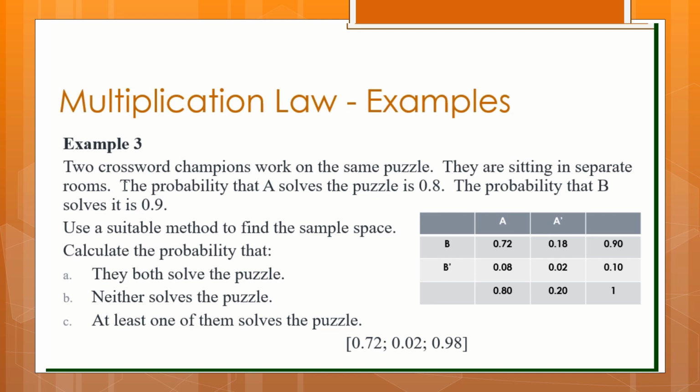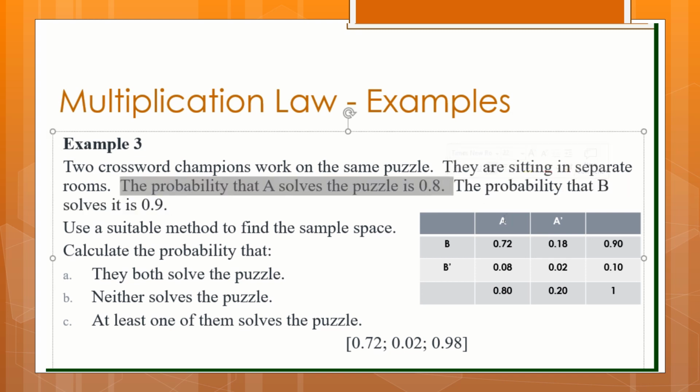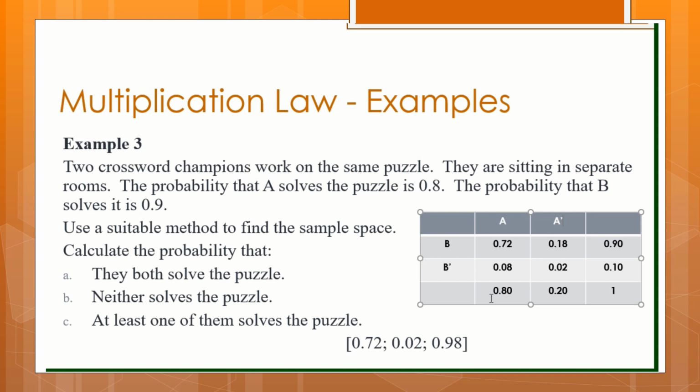The probability that A solves, meaning the total probability that A solves. So A solve, A don't solve. Total probability of A solve is 0.8. What's the probability A don't solve? 0.2. Total probability must be 1. What is the probability B solve? B solve is 0.9. Total for B. B don't solve must be 0.1. So basically you've got all the outsides, correct?